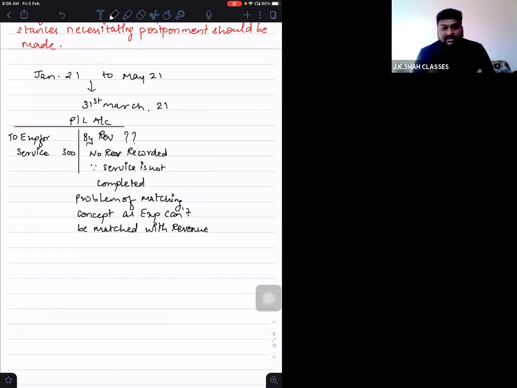Because AS9 says record revenue only at the completion of service. As on 31st March, service not completed. So no revenue. Matching concept failed, because expense is there, revenue is not there.